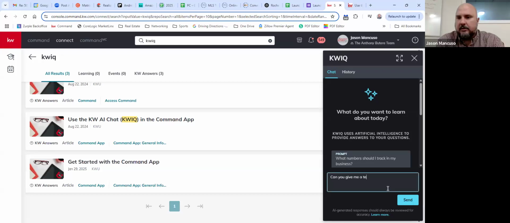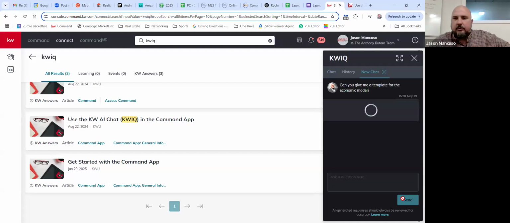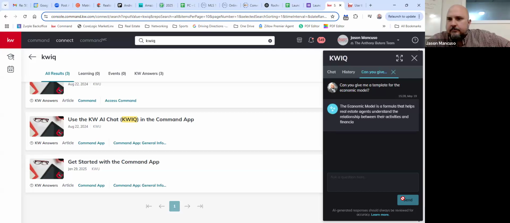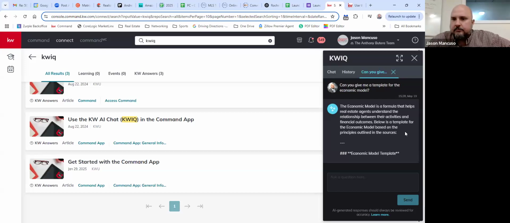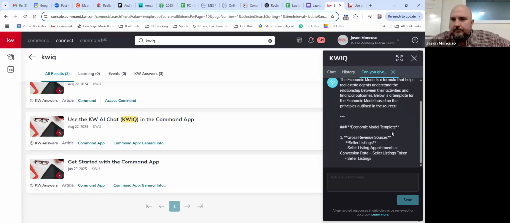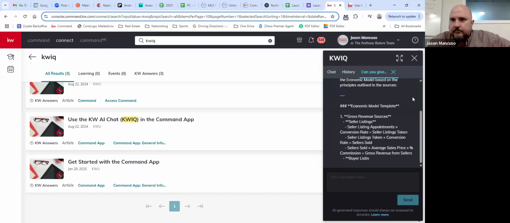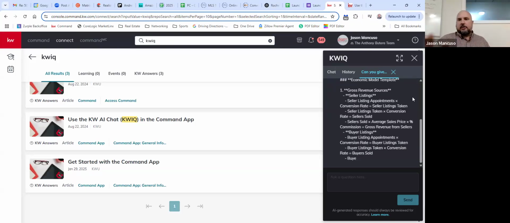Can you give me a template for the economic model that we just covered? Testing it out here. Hopefully it doesn't make me look bad. There you go. It's doing its thing, spitting it out. This will be relevant to things in Command, things in KW land, so to speak.